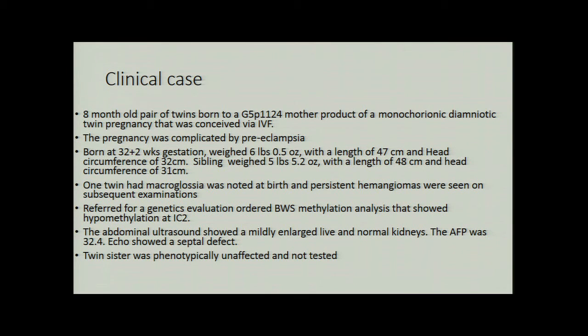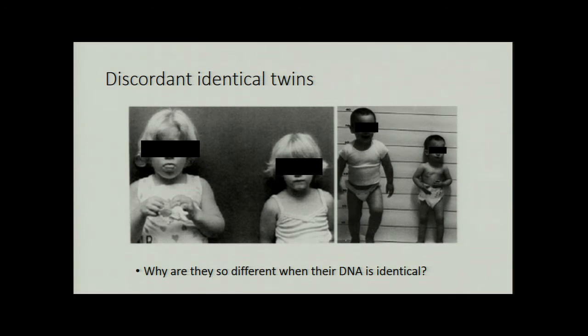and normal kidneys, and alpha-fetoprotein testing showed an elevated AFP at 32, with an echo that showed a septal defect in the heart. Turns out that the twin sister was phenotypically unaffected and therefore not tested by the geneticist, and the family was reassured that in the absence of symptoms, there was nothing to worry about.